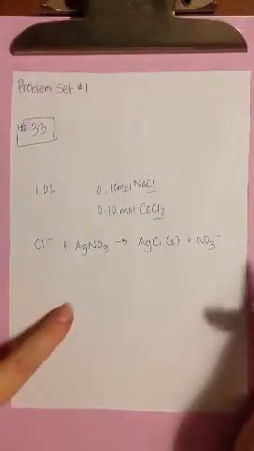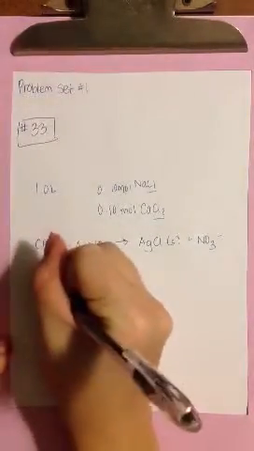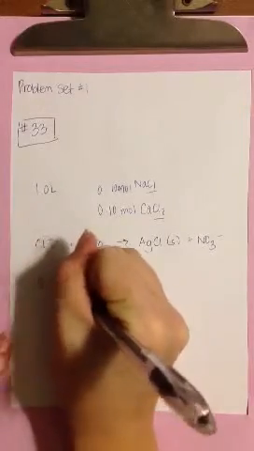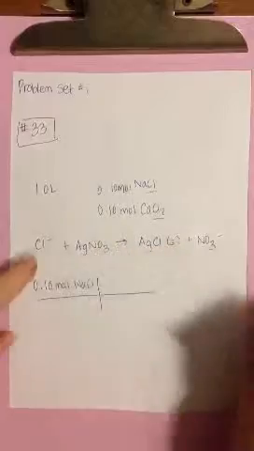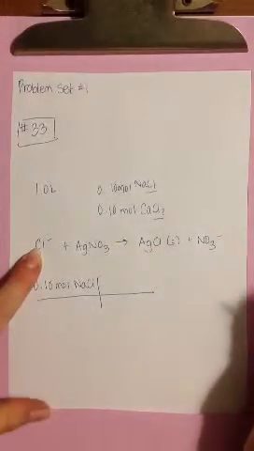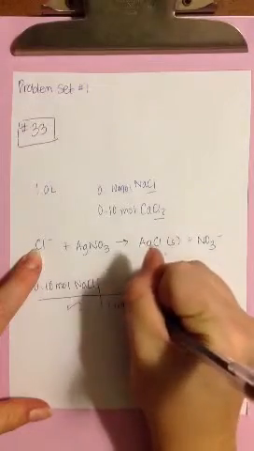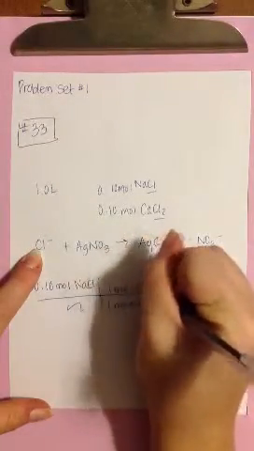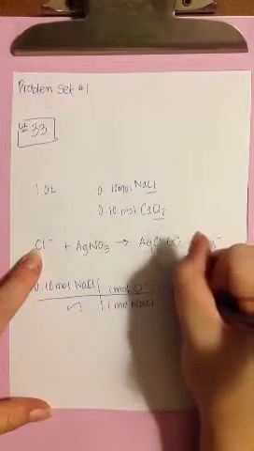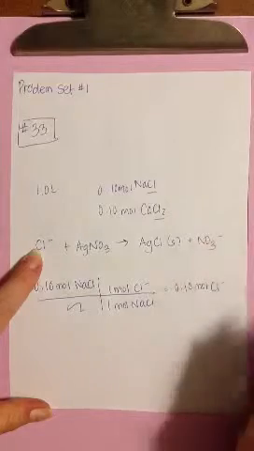So if I look here, let's start first with the NaCl. I have 0.10 moles of NaCl. And I'm going to do a little T-chart because really what matters is how many moles of Cl there are. Well, in 1 mole of NaCl, I have 1 mole of Cl minus. So that means I have 0.10 moles of Cl minus, sorry.